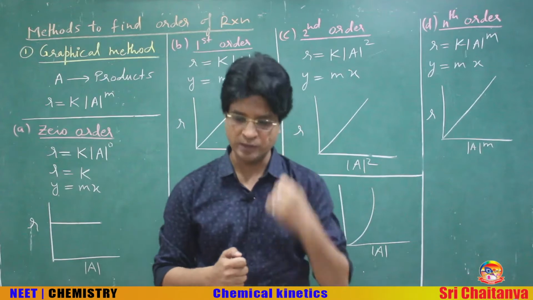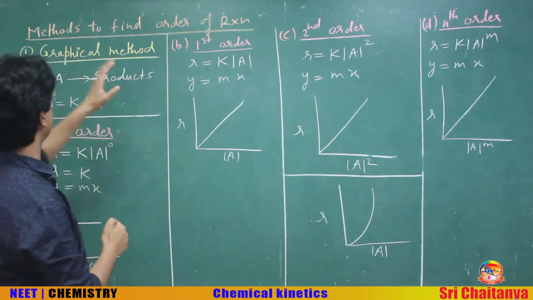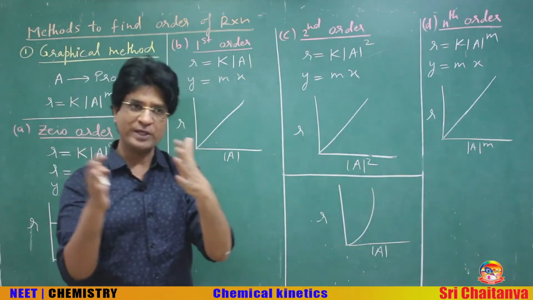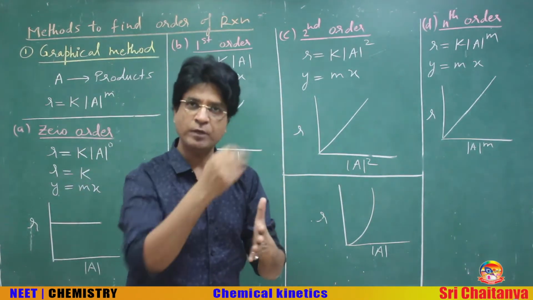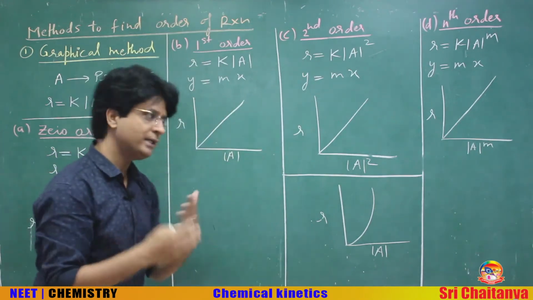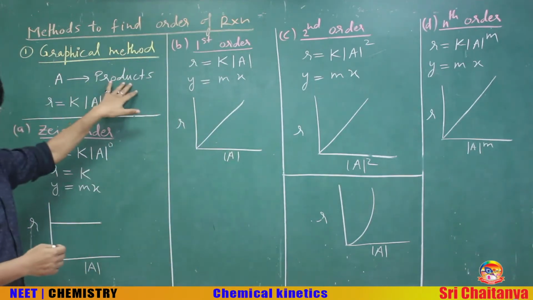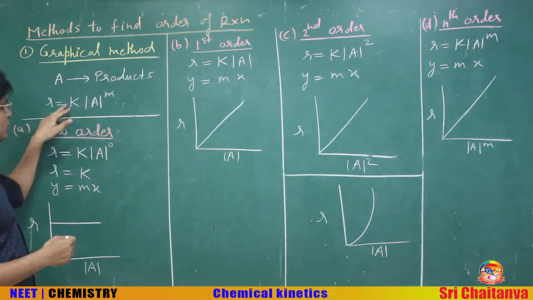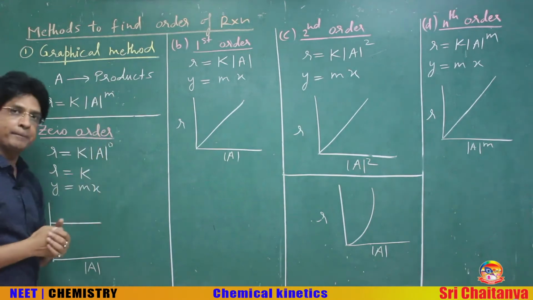Okay students, let's come and study the methods to find the order of reaction. The first method is the graphical method. In NEET, they give a question based on graphs and ask which order this graph belongs to. So how will you do that? Let's learn that. I'm taking a simple example, A giving products, where A is a reactant and the rate law is R equals K, A to the power of M. Since I do not know the order, I'm putting M.